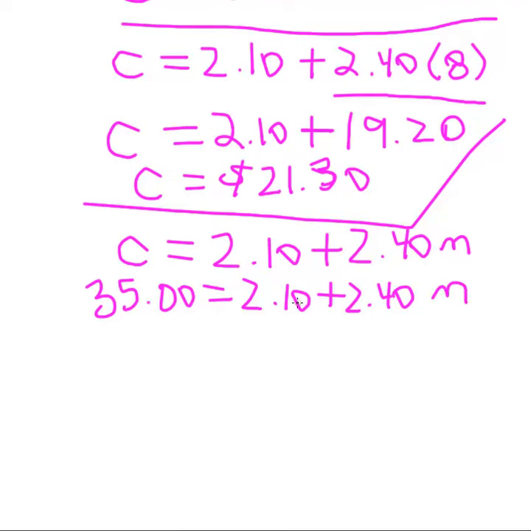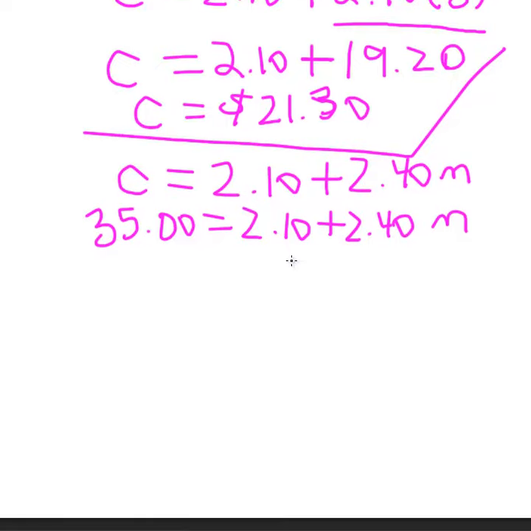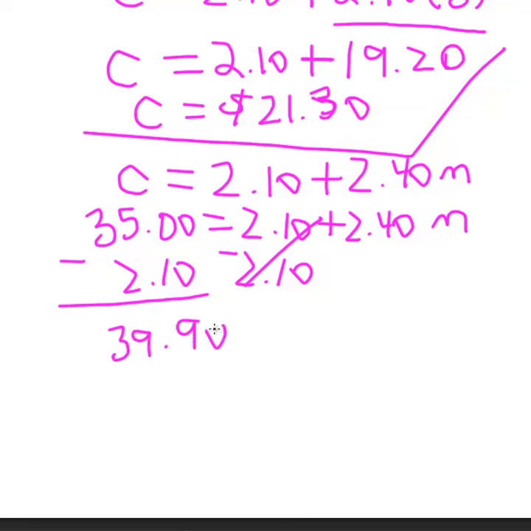Again, we want to make sure that we get all of this onto this side. So let's start by subtracting 2.10 from each side, leaving us with 0 here and $32.90 here.